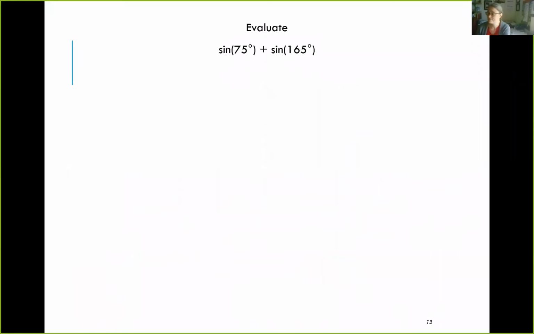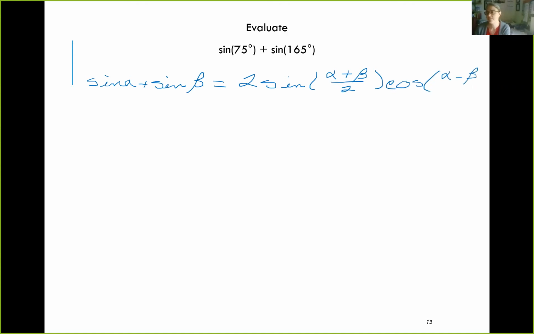Okay, let's do another application. We want to evaluate the sine of 75 degrees plus the sine of 165. We're going to use our sine plus sine identity. Remember that that is 2 times the sine of half of the sum times the cosine of half of the difference.